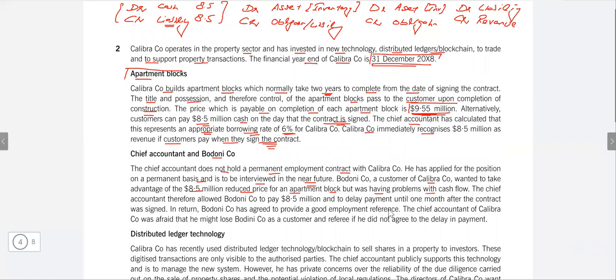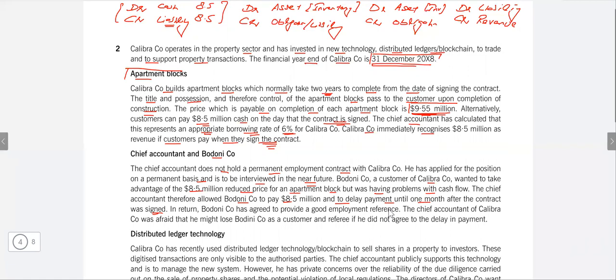The chief accountant therefore allowed Bodani company to pay 8.5 million and to delay the payment until 1 month after the contract was signed. Now, this is something unusual happening because they have 2 ways. Either they take the cash, 9.55 million at the end of the contract, or they take 8.5 million at the inception of the contract. Here, he's allowing them a 1 month credit period.